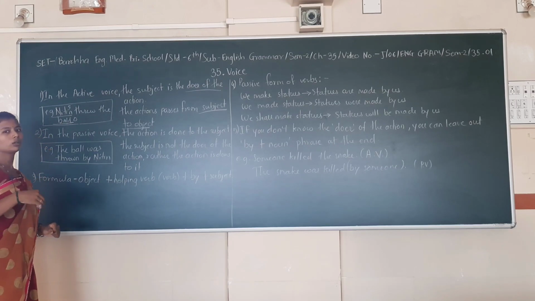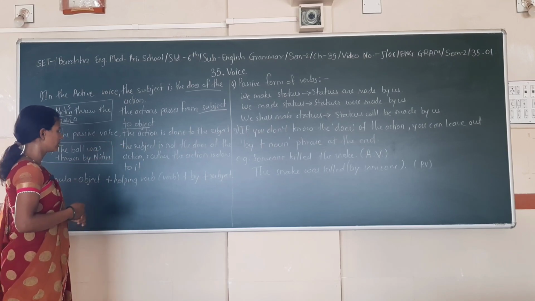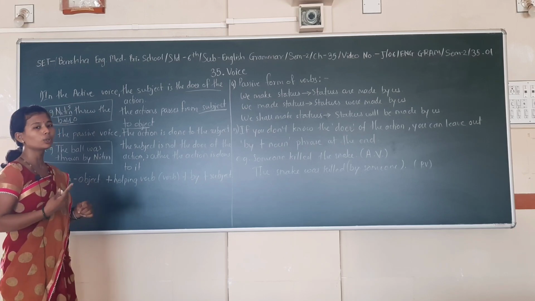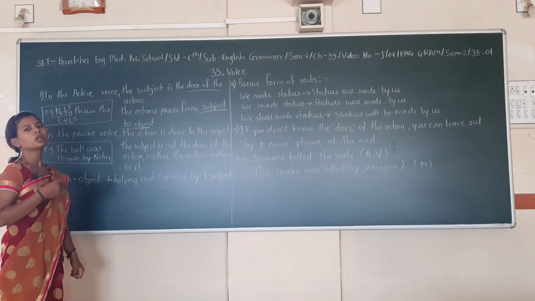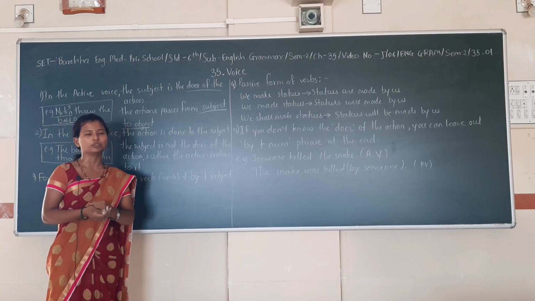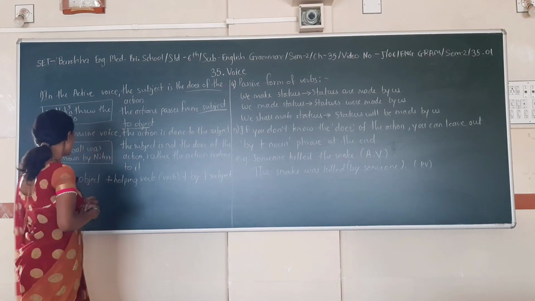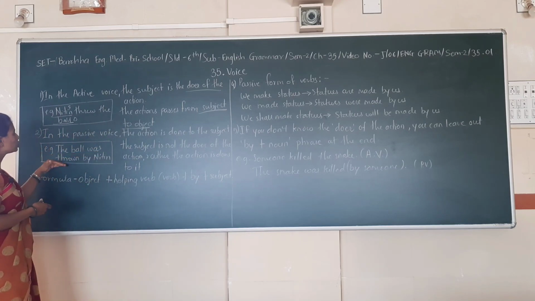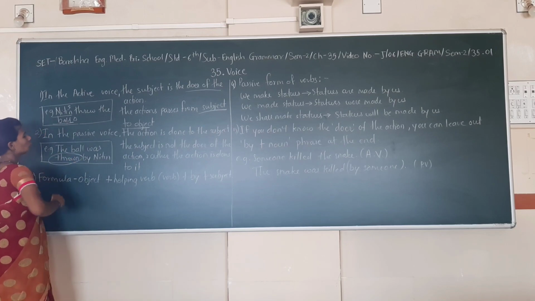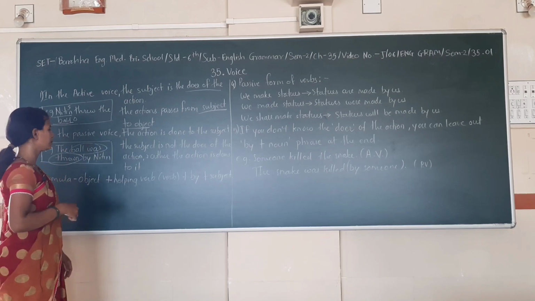Now, what is the passive voice? The action is done to the subject. The subject is not the doer of the action, rather the action is done to it. In passive voice, the focus is totally on the action. What action is going on? What is happening? See the sentence: The ball was thrown by Nitin. So what action has been done here? Thrown. What? The ball was thrown by Nitin.